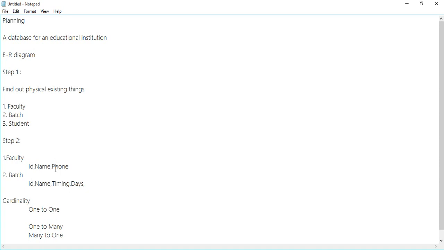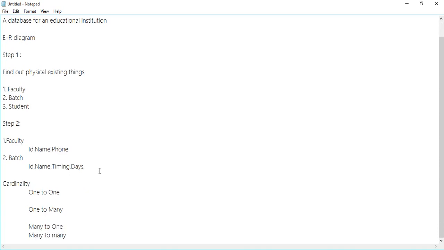Alright, after one to one, we have the one to many relationship. In the current example that I have given, one faculty can have many badges, and if you reverse the situation, many badges can have one faculty. So one to many and many to one, that's the example of this. And the last thing that we have is many to many. What is the example of many to many? Let's say one customer can have multiple bank accounts, and one bank account can have multiple customers. So many customers can have many bank accounts, and many bank accounts can have many customers. That's the example of many to many cardinality.